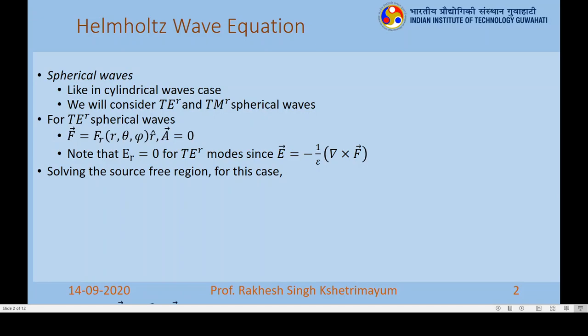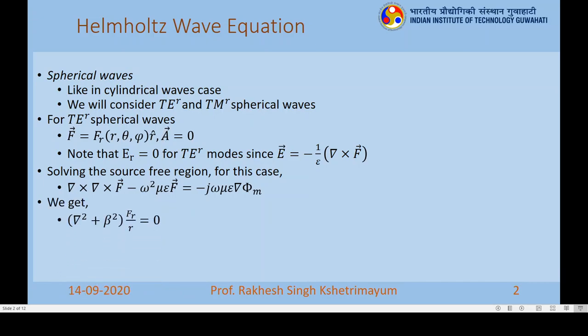We can solve the wave equation for F vector in a source-free region. We have already discussed that in the previous class. The wave equation was curl curl of F minus omega square mu epsilon F is equal to minus j omega mu epsilon del phi m. That was the wave equation we derived in the previous class. We'll solve this now for the TEr spherical waves.